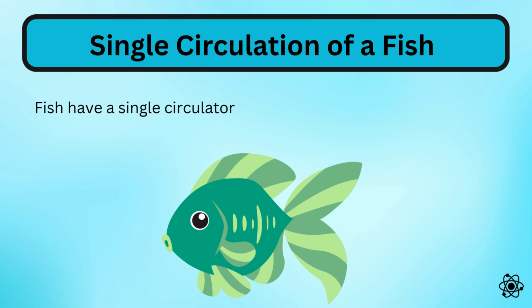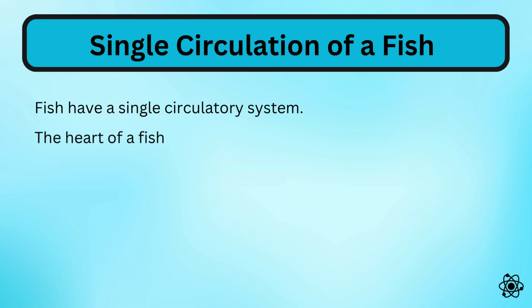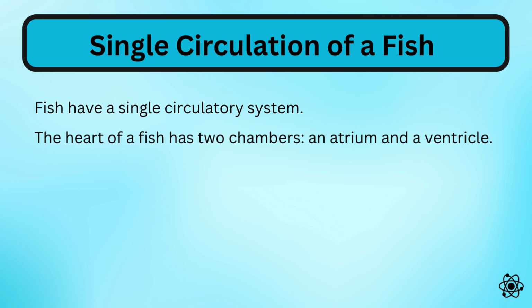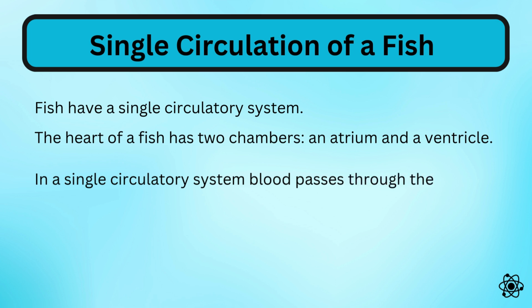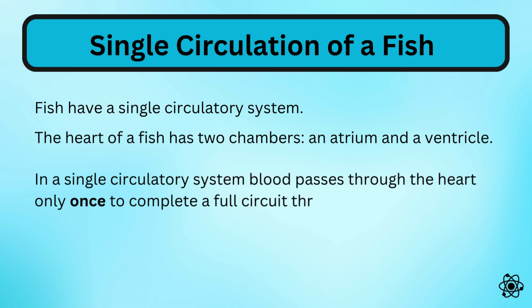Fish have a single circulatory system. The heart of a fish has two chambers, an atrium and a ventricle. In a single circulatory system, blood passes through the heart only once to complete the full circuit throughout the body of the fish.